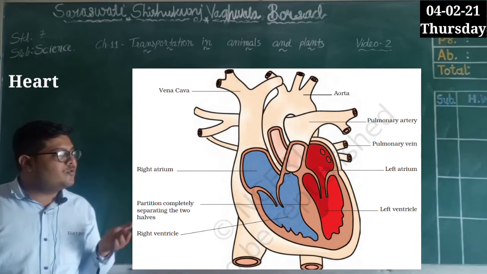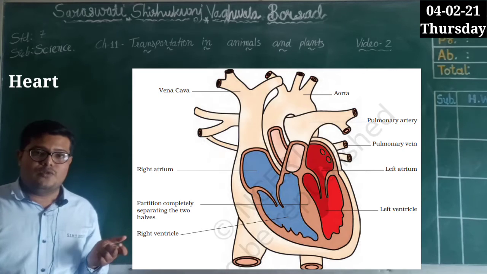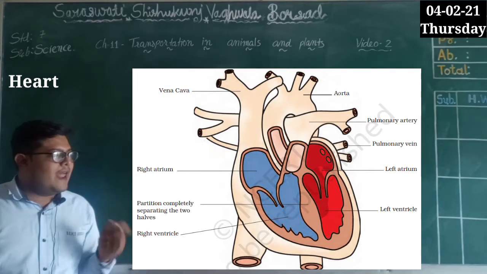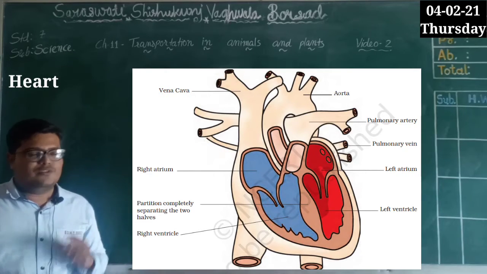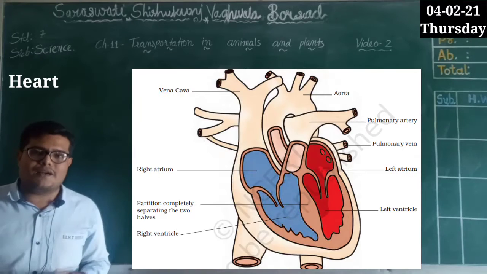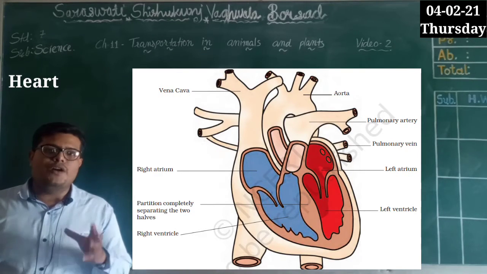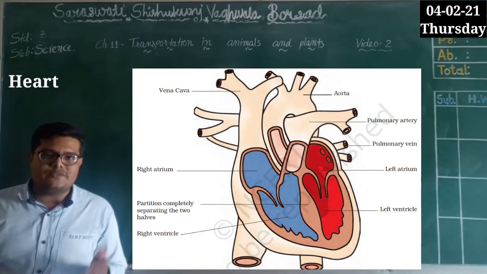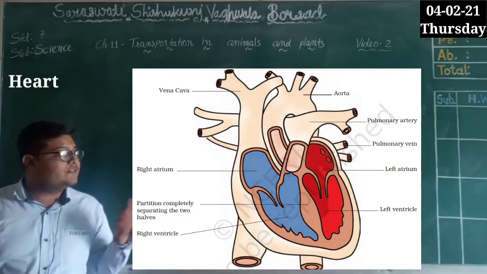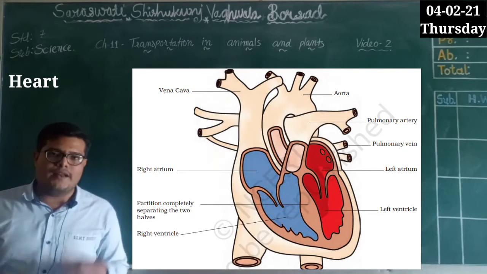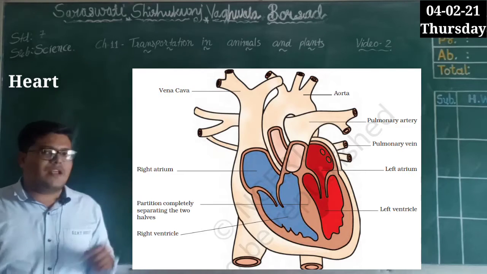When you talk about the 2 compartments which are down, they are known as ventricles, left ventricle and right ventricle. So these are the 4 chambers, 4 compartments, and their names. Now let's talk about how blood circulation takes place using this heart, meaning what is the role of the heart in circulation or transportation.